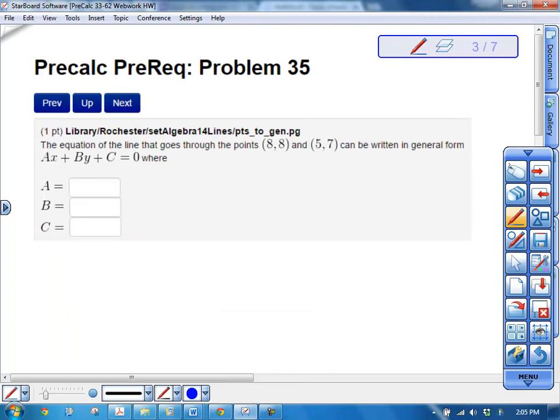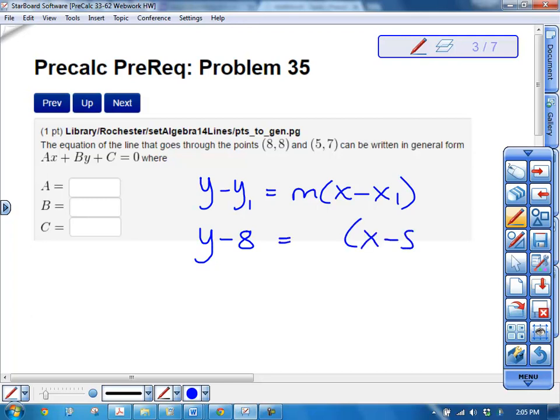All right, so the next one wants an equation of a line that goes through these 2 points and can be written in general form. So what I'm going to do is I'm going to do this in point-slope form. There's different ways to do this, but you could put it in slope-intercept form if you wanted to and rearrange it from there as well. But I'm going to do this one. So then I'd have my numbers are here, so I'd have y minus, I'll do this point as my x1, y1. My slope times x minus 8 as well.